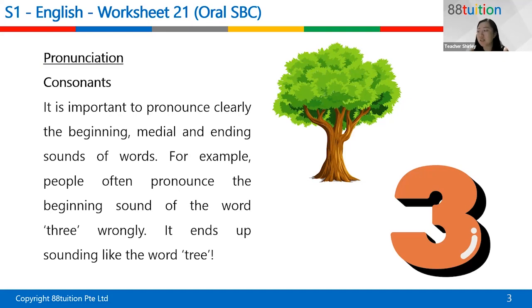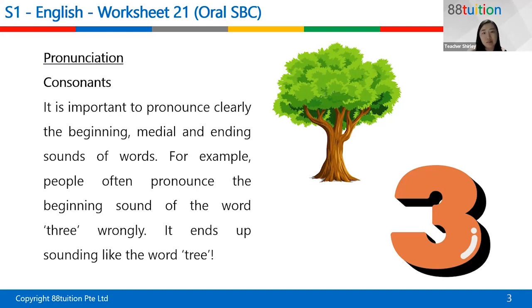Now, when we talk about pronunciation, we talk about consonants. Do you know what consonants are? Consonants are basically all the letters other than your vowels, right? Your A, E, I, O, U are your vowels. So consonants are basically letters that are not your vowels. So it's very important to pronounce clearly the beginning, the middle, and the ending sounds of words.